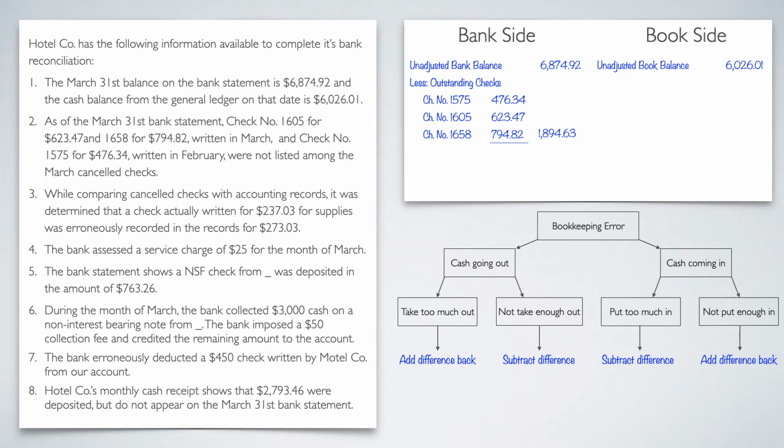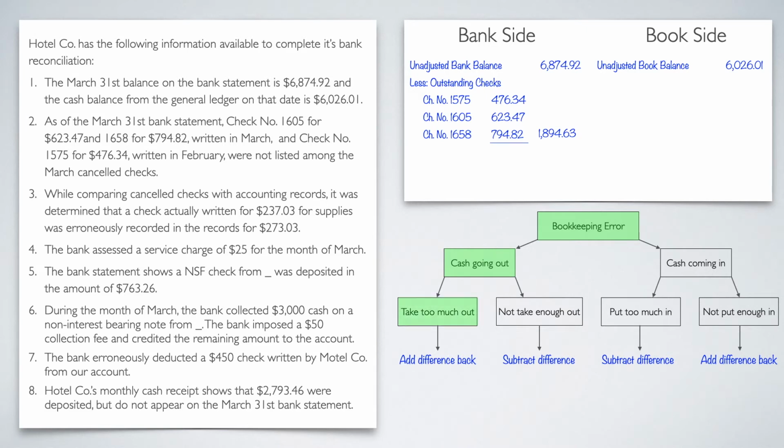So in this situation, let's go through this. We first know that this is a bookkeeping error. Okay, this is dealing with a check that we wrote, which means that this is cash coming out of our account. So now we're going to the leg that says cash going out. We wrote the check for $237. That is the actual amount that was supposed to come out of our bank. But we wrote it in our books, our cash balance, for $273. So we took too much out.